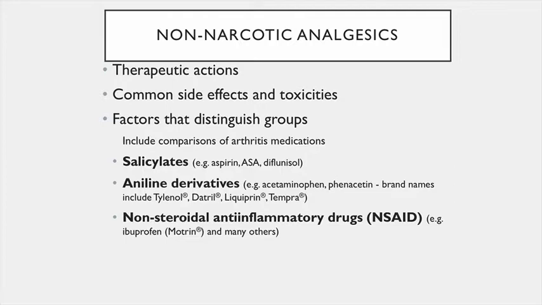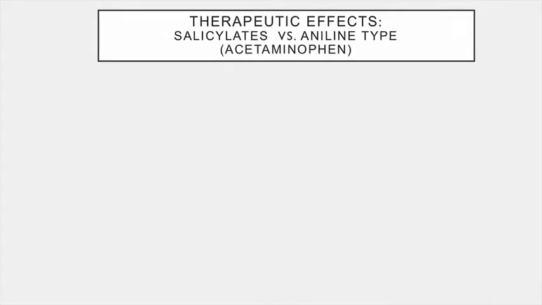So for the salicylates, aspirin is a great example, although there's other examples as well. The anilines, acetaminophen, like I mentioned, Tylenol is probably one that's very common and that you are more than familiar with. Phenacetin is another one that if you're from Europe, you have probably heard of. And then ibuprofen is our primary non-steroidal anti-inflammatory, although there's lots and lots of those.